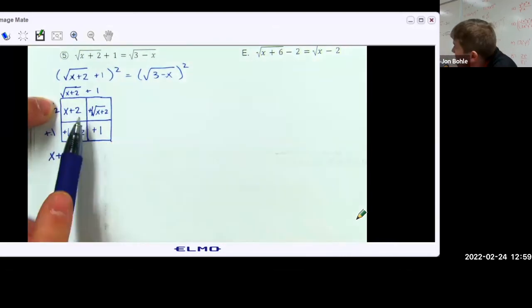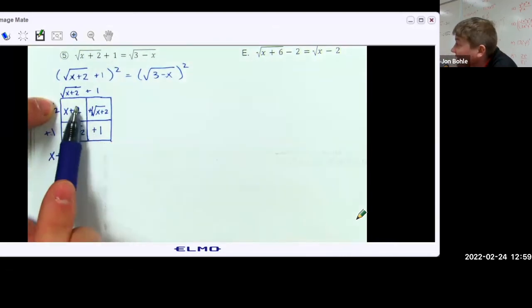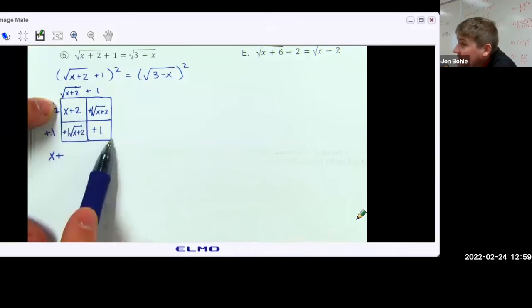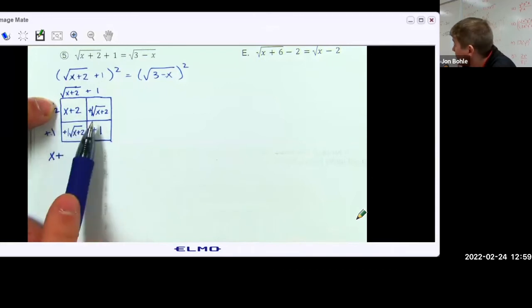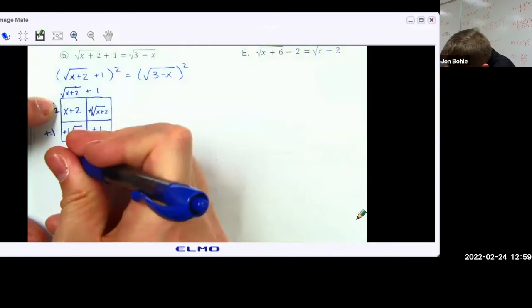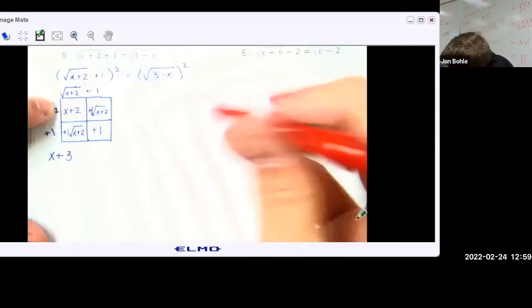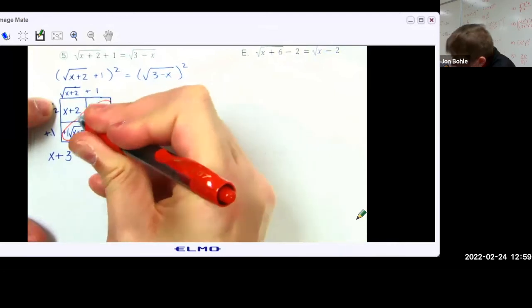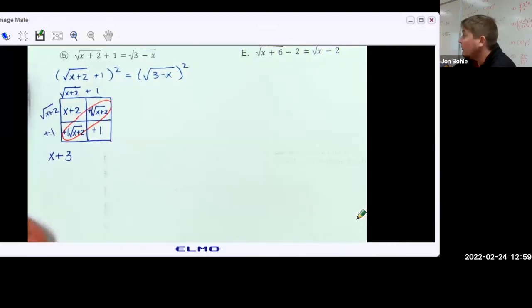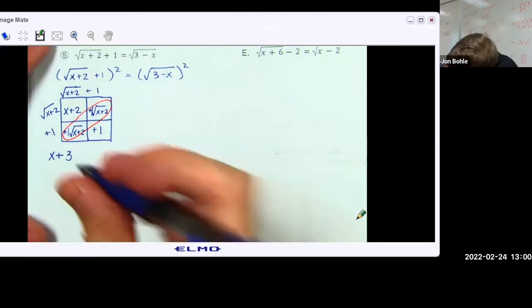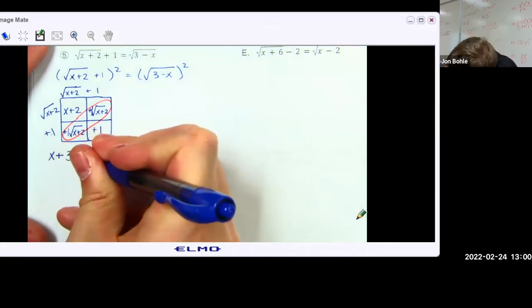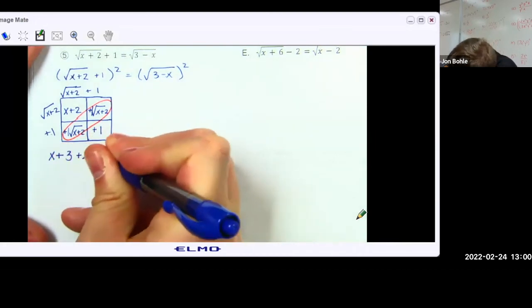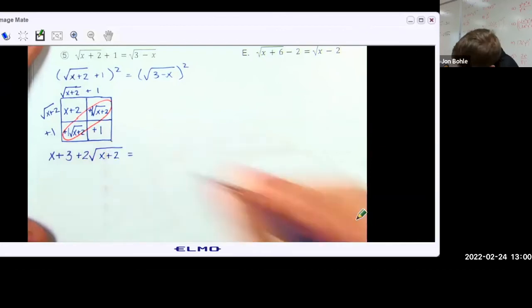Actually, can I write x plus 3? Because I know this one is going to combine with that too. Does that confuse anybody too much? But what about here? 1 square root of x plus 2 plus 1 square root of x plus 2. There's 2 square roots of x plus 2. And that is equal to what?